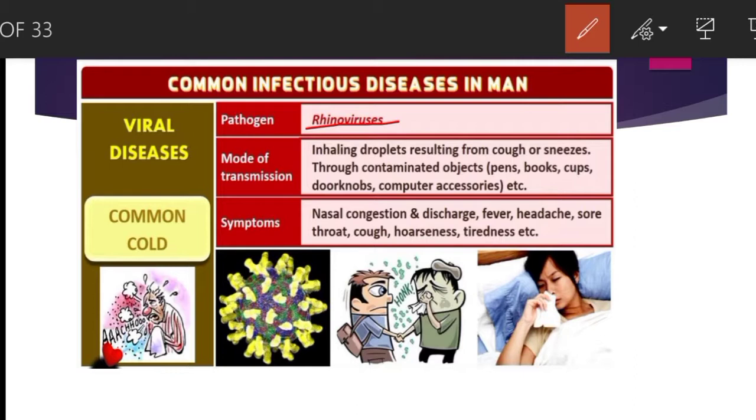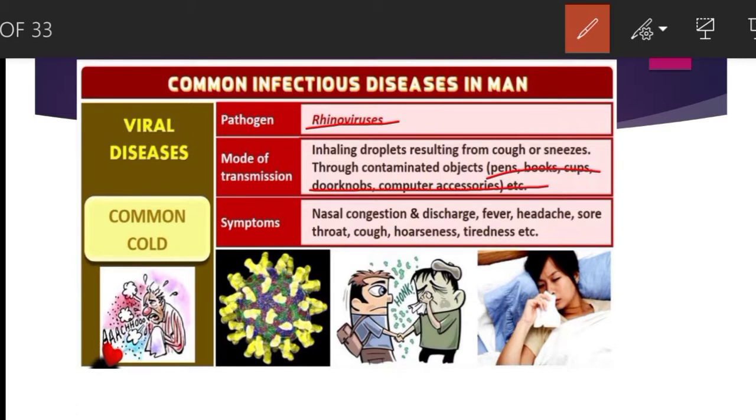The mode of transmission is, or you can say the infection is transmitted through droplets resulting from coughing and sneezes of an infected person, or through contaminated objects such as pens, books, cups, doorknobs, computer accessories, etc.